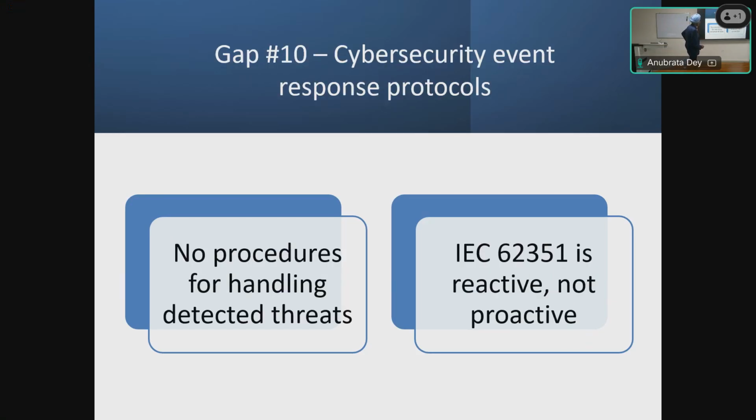Gap 10 is no procedure for handling detected threats. IEC is reactive but not proactive. Okay, so they do not have any procedure for handling detected threats. There is nothing mentioned. How do you handle that? That's again up to the utility because that's another area. Let's say you detect a threat. Okay, what are your procedures within the utility to handle that threat, right? So utilities have to actually set up the procedures and protocols. What should be done if there is a threat detected, right? But this standard does not give you guidance on that, okay?